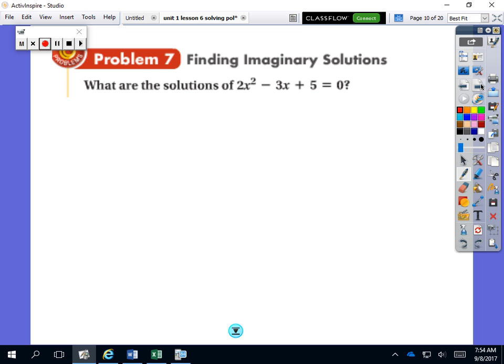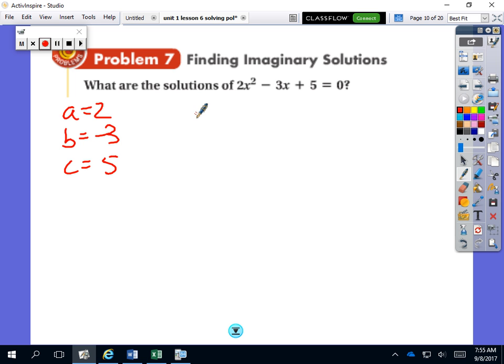Okay, so the key is to use this quadratic formula to find imaginary solutions. Imaginary solutions are going to have i in the answer. So you're going to start out by getting your A, B, and C, making sure your equation is in standard form with a 0 on the right, and it is. So A is 2, B is negative 3, and C is 5.